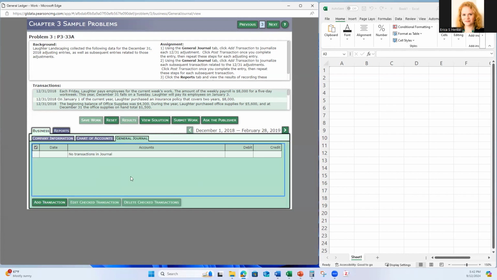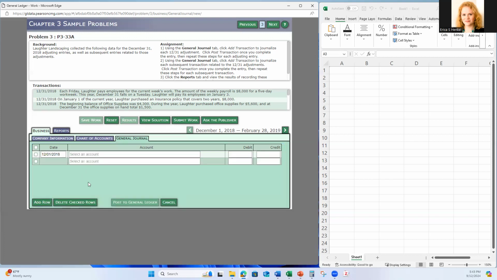But to get started, it says using the General Journal tab, click Add Transaction to journalize each adjustment for 12/31, and then click Post once you complete the entry. And then when we post those, that will make them appear on this reports area. That means it will push it out to our financial statements, like saving it in an official capacity. All right. So I'm going to click Add Transaction, and it's going to say, hey, what do you want to enter?